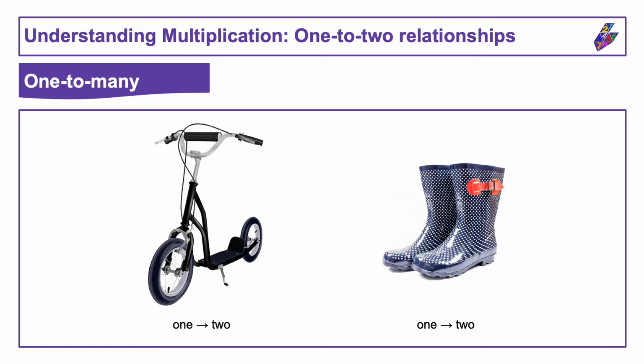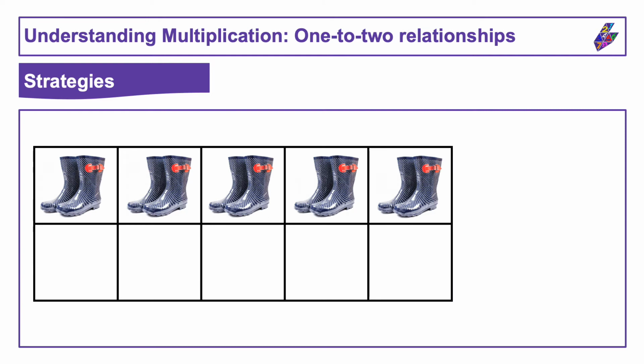In part 1, we began to explore the 1-to-2 relationship in things like scooters. One scooter has 2 wheels. And boots. One pair has 2 boots. In part 1, we learnt that if there were 5 pairs of boots, there were 10 boots, and we recorded it like this: 5 times 2 equals 10.